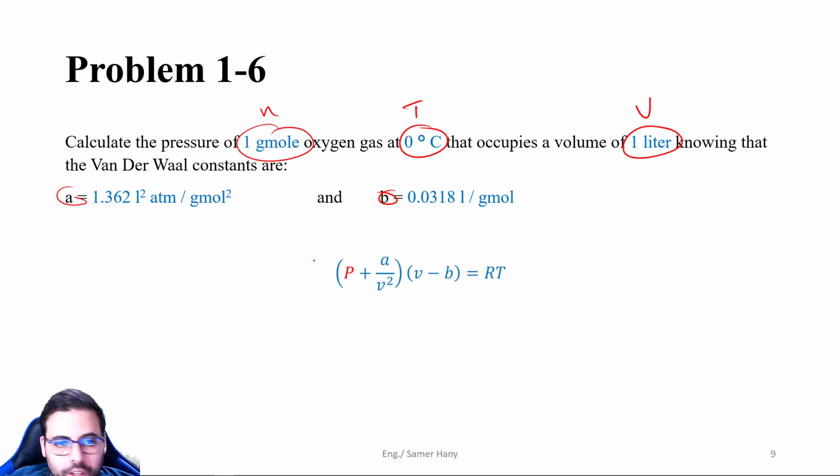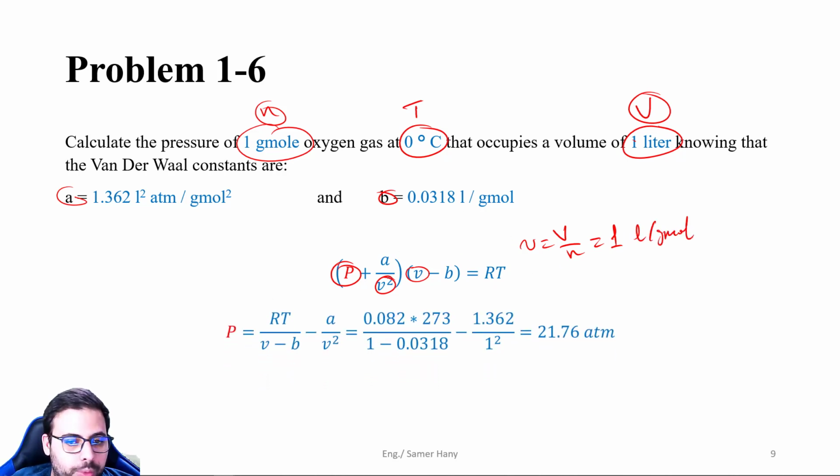So we can just substitute here, and the only unknown is the pressure, but we don't know the molar volume yet. But we know the total volume and the number of moles, which is 1 over 1. So we get V equals V over N, which is 1 liter per gram mole, right? Then we can calculate the pressure from this relation and simply calculate that using the calculator. It will be 21.76 atmospheres.